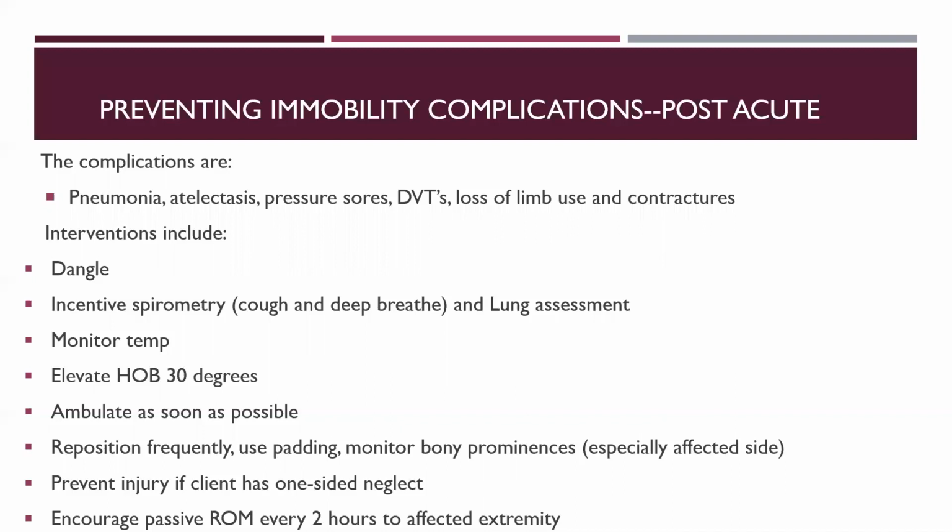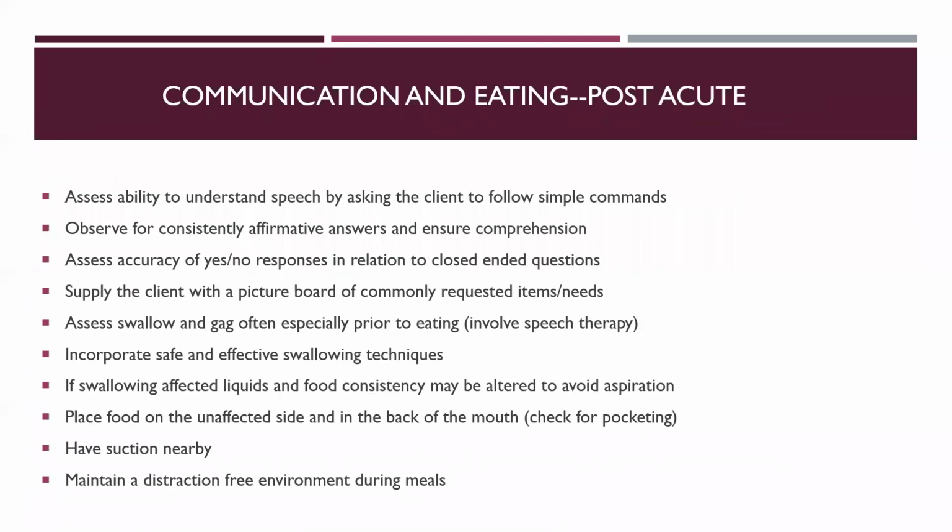Repositioning them frequently. Anytime we can pad things or monitor those bony prominences, especially on that affected side, because they will not feel pressure. Preventing injury. So if they have that one-sided neglect, we need to protect that extremity. We need to teach them how to scan the area. I've seen too many times people slam an entire arm in a door because they're not aware of the body part. Performing those ADLs to that affected side, as I mentioned, and encouraging that passive range of motion every 2 hours, more often if possible, but at least every 2 hours to that affected extremity.